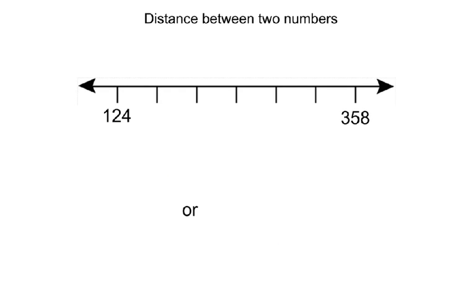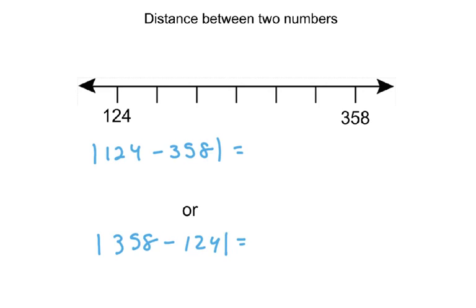124 and 358. So we can say the absolute value of 124 minus 358. Make sure you put the absolute value bars there. Or we can do the absolute value of 358 minus 124. So you're going to see questions that'll say use absolute values to determine the distance between two numbers.